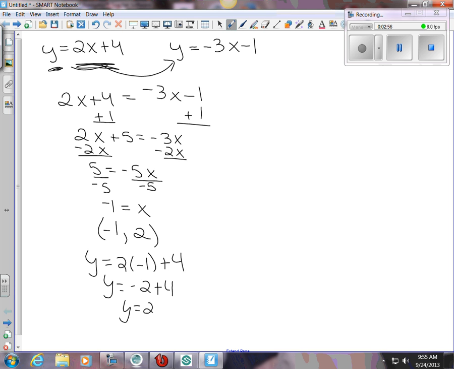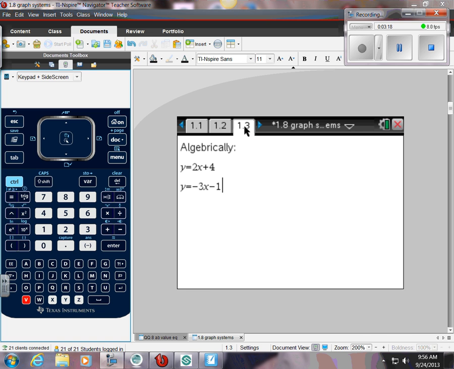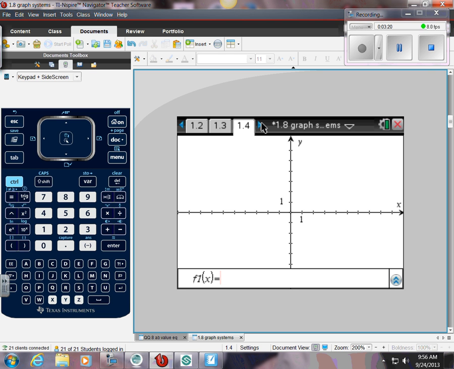We're going to do what with that? We're going to graph it to check it. Now, we could plug the point into both equations to make sure that the point is correct, but it's easier to just graph them and find the solution that way. Okay, so that's what we're going to do next. Are you guys ready? Okay, so we're going to solve this graphically now. You've got your graph page. It's on 1.4. We're going to graph our first equation, 2x plus 4.